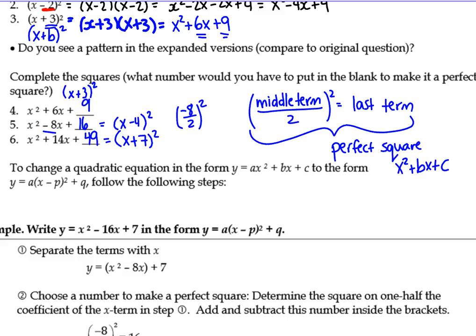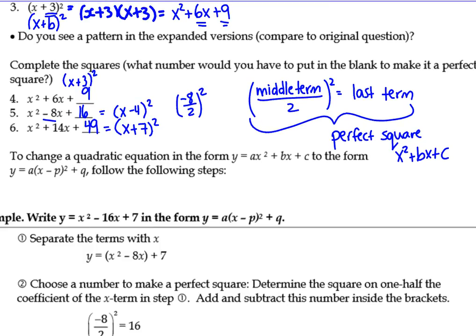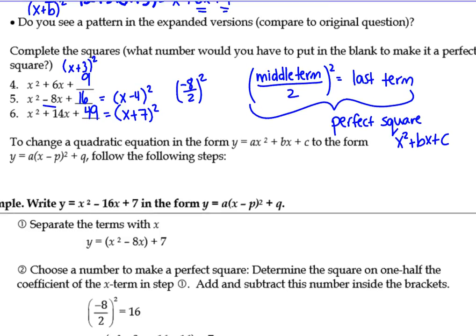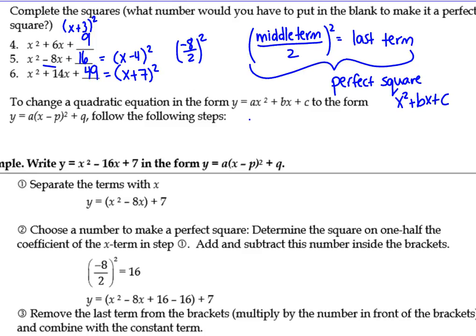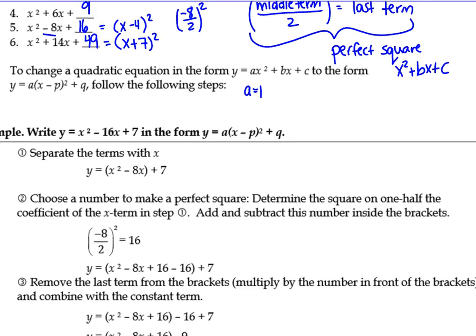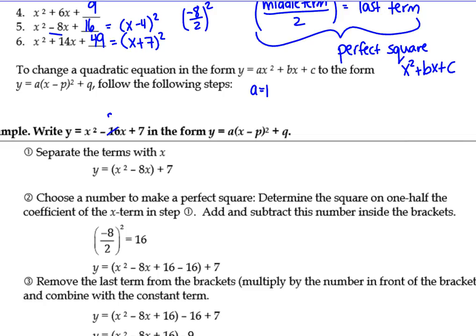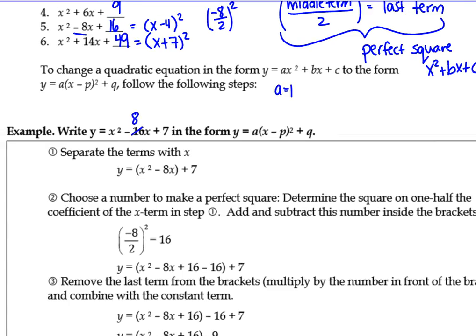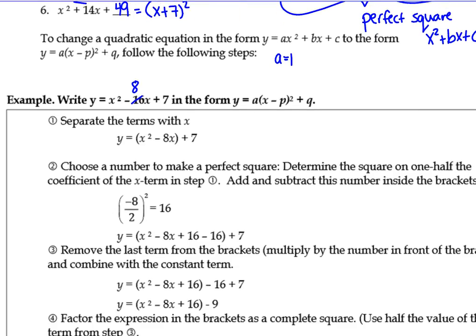We're going to spend 2 days on that. Today, we're going to practice if our a is 1. Okay? And the equation y equals ax squared plus bx plus c. So if a is 1. There is a typo here. This should say minus 8. Write y equals x squared minus 8x plus 7 in the form a(x minus p) squared plus q.